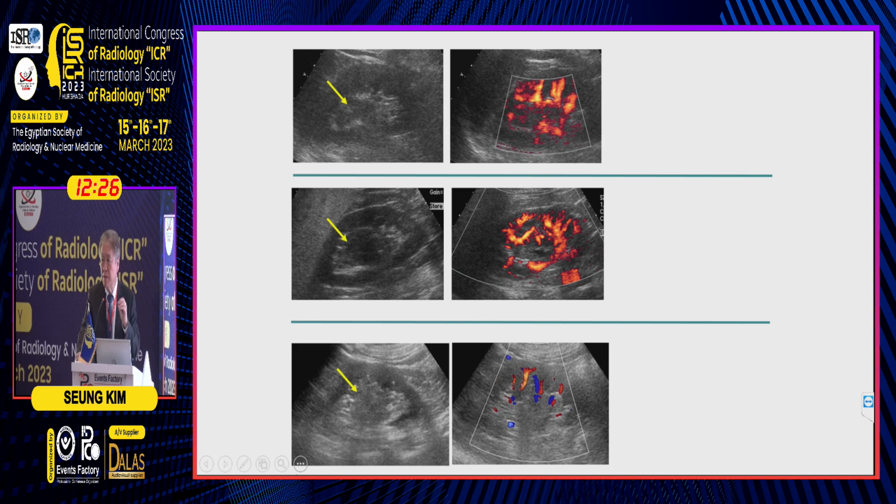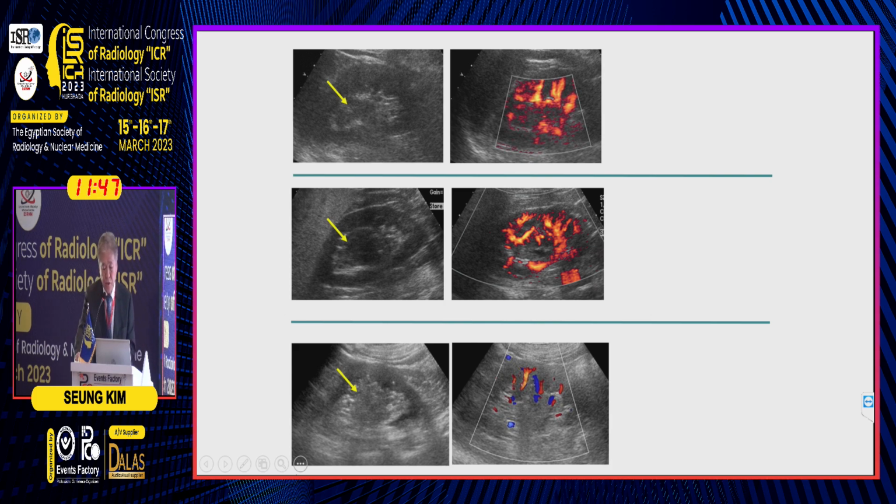Sometimes we have a difficulty in distinguishing the lesion in the renal sinus area, like these 3 patients: the upper one here, the middle one here, and the lower one here. There is a somewhat hypoechoic, low echogenicity mass. Doppler ultrasound shows some mottled vascularity in the first case, and in the second patient a few vessels around the mass-like lesion, and in the third case there are scanty vessels inside.